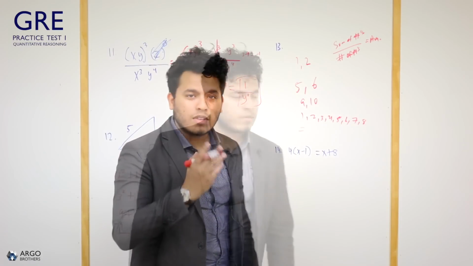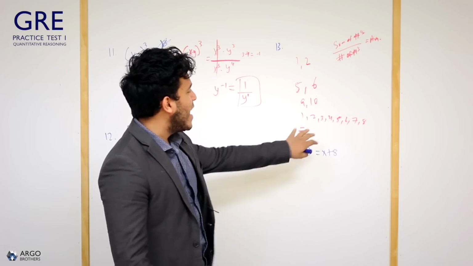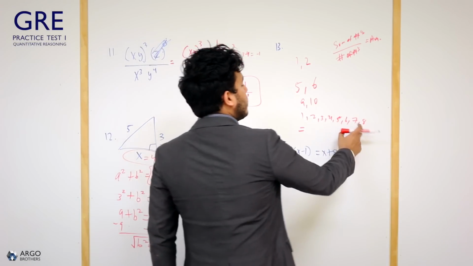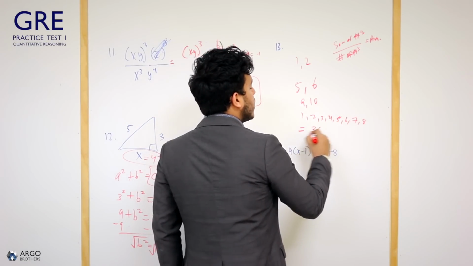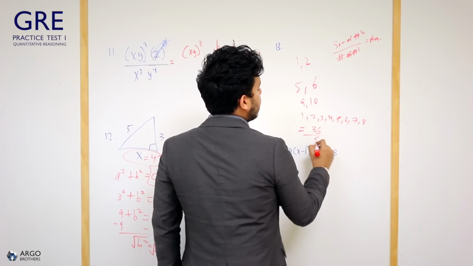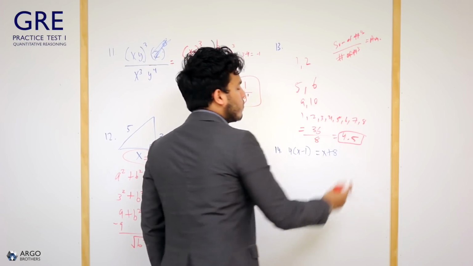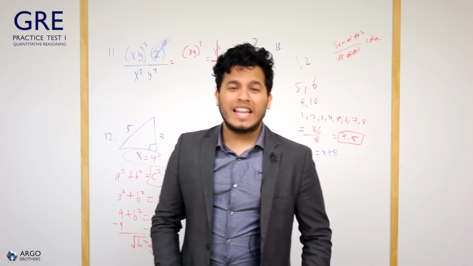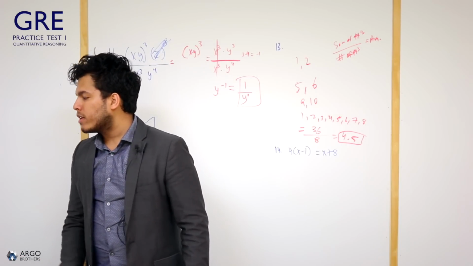8 consecutive integers. So you have 1 through 8, and now you can go ahead and add it up. So 8 plus 7 plus 6 plus 5, 4, 3, 2, 1 gives you 36 all over 8, and that results in 4.5. And of course, 4.5 is not an integer, right? Therefore, answer choice B is not correct.